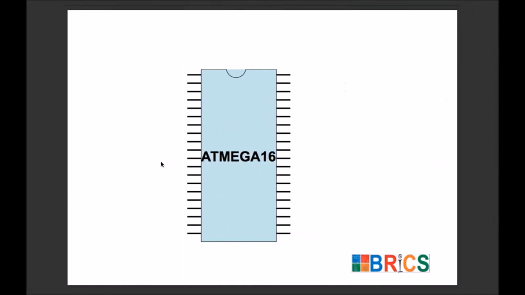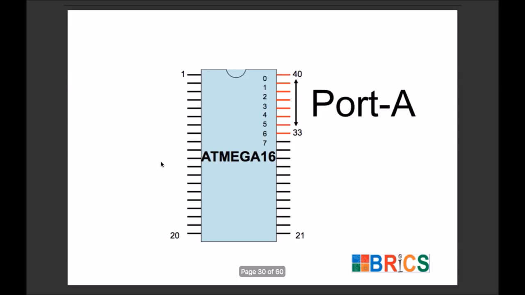So to start writing a program for an AVR microcontroller, we actually need to know the details of the microcontroller. So here is my microcontroller, ATmega16. In this microcontroller there are 40 pins. Pin number 1 starts from the top left corner and pin number 40 is at the top right corner. Out of these, pin number 40 to pin number 33 is actually called port A. Top pin number 40 is the 0th bit and pin number 33 is the 7th bit.